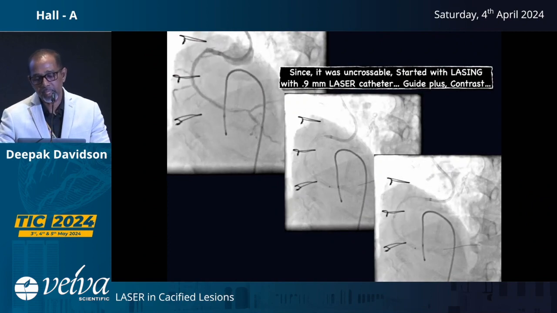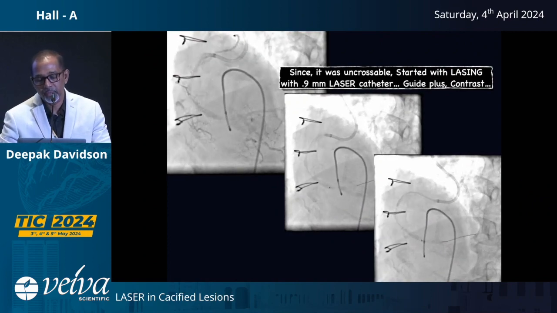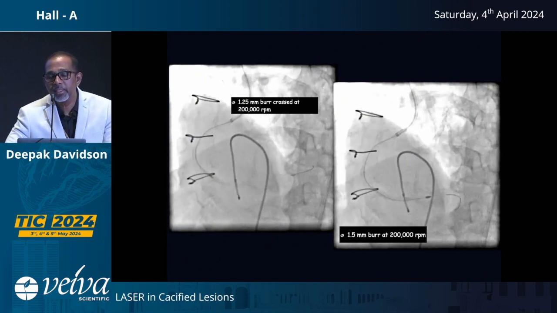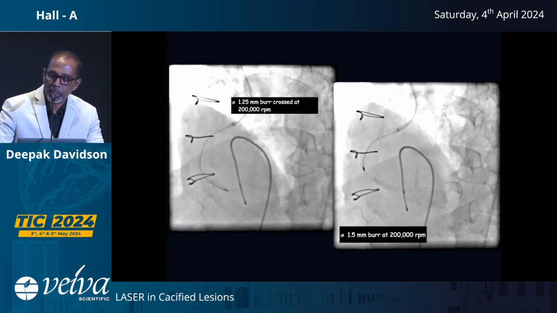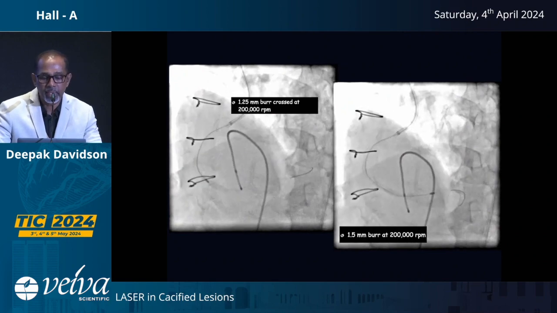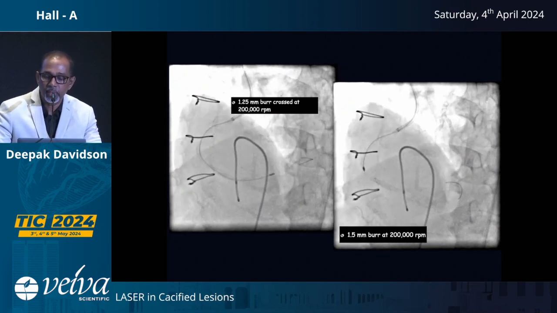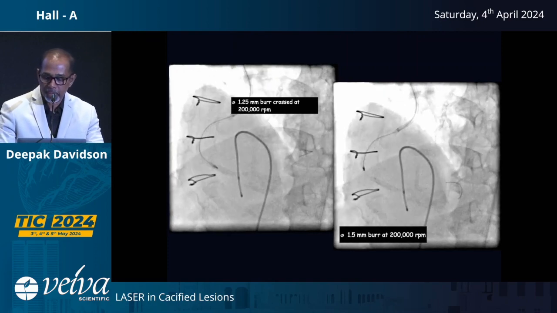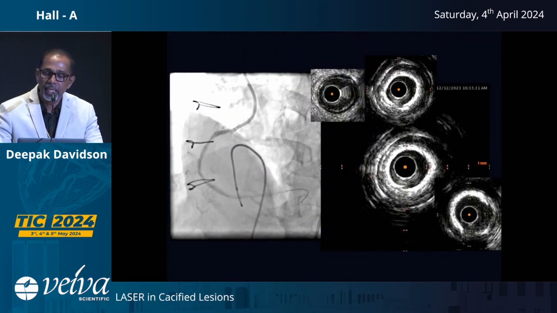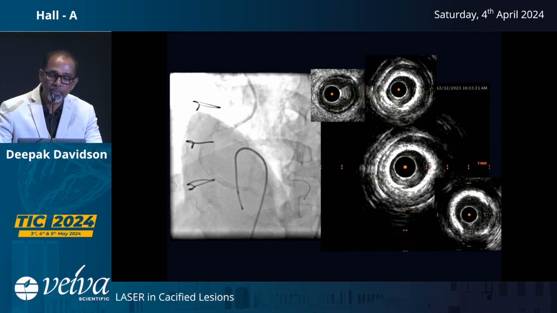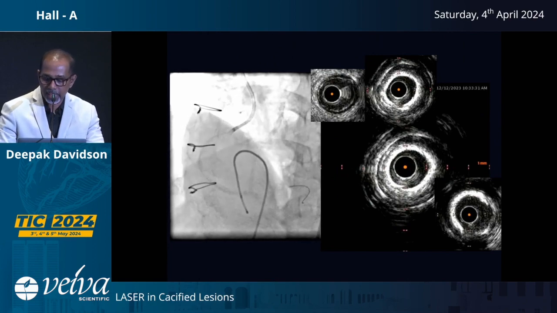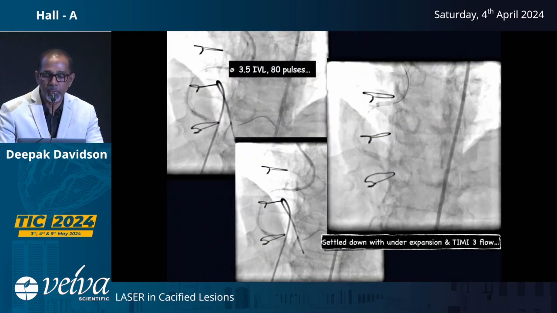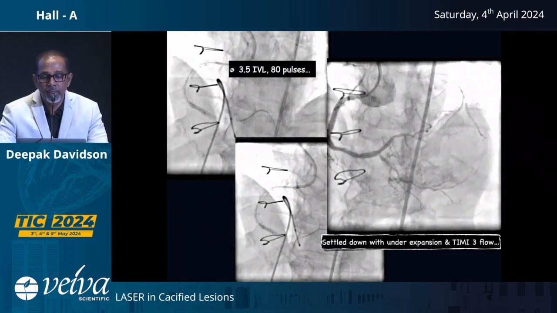But then the next thing that happened was we were able to get the FineCross catheter across, probably because the laser catheter made the lesion much more supple and much more flexible, so that we were able to get the microcatheter across, exchange with the RotaWire, 1.25 burr followed by 1.5 millimeter burr at 200,000 rpm. Finally we had to do a lot of lesion modification with IVL there, and finally a couple of stents were deployed there. These were the two stents that were deployed, and finally we were able to achieve good results.